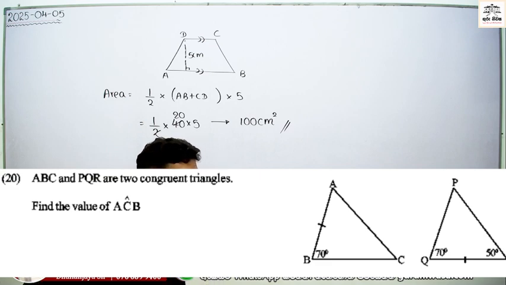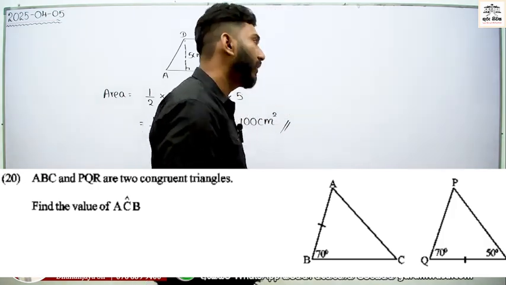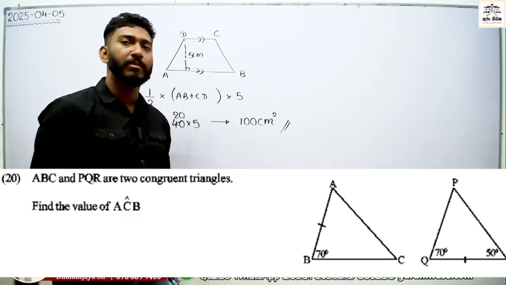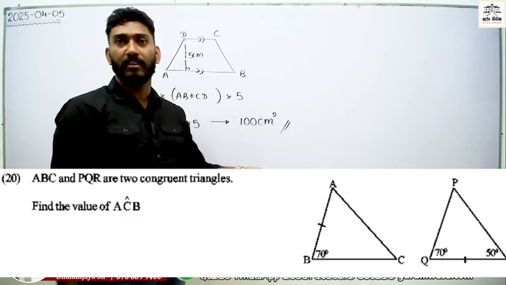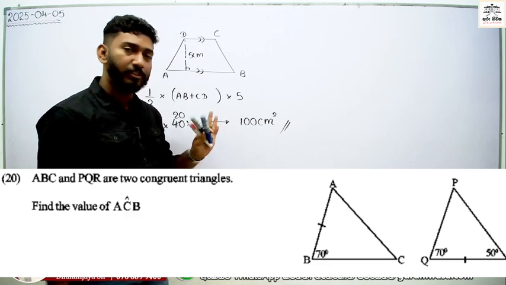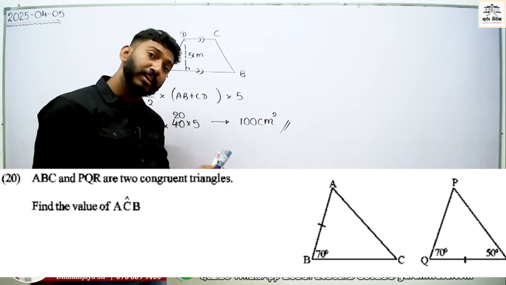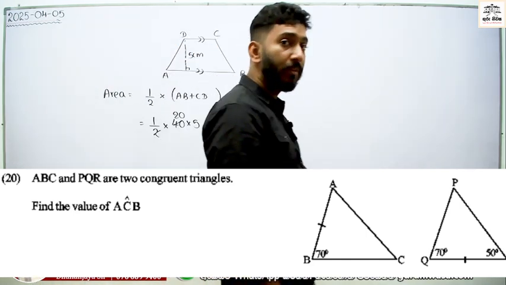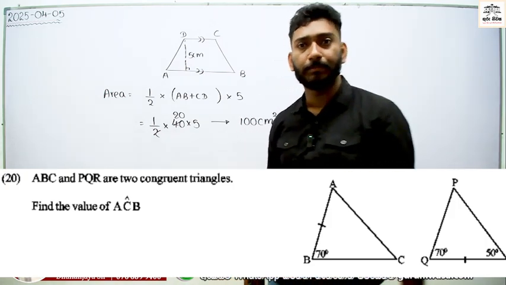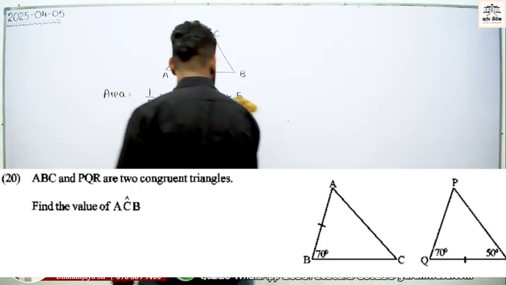And these two triangles are congruent. Now find the value of ACB. That one is relevant to the corresponding elements. Remember, what did we learn? Corresponding elements are equal in congruent triangles. If two triangles are congruent, corresponding elements are equal. So find which one corresponds to the angle ACB. Right? Now you can find.